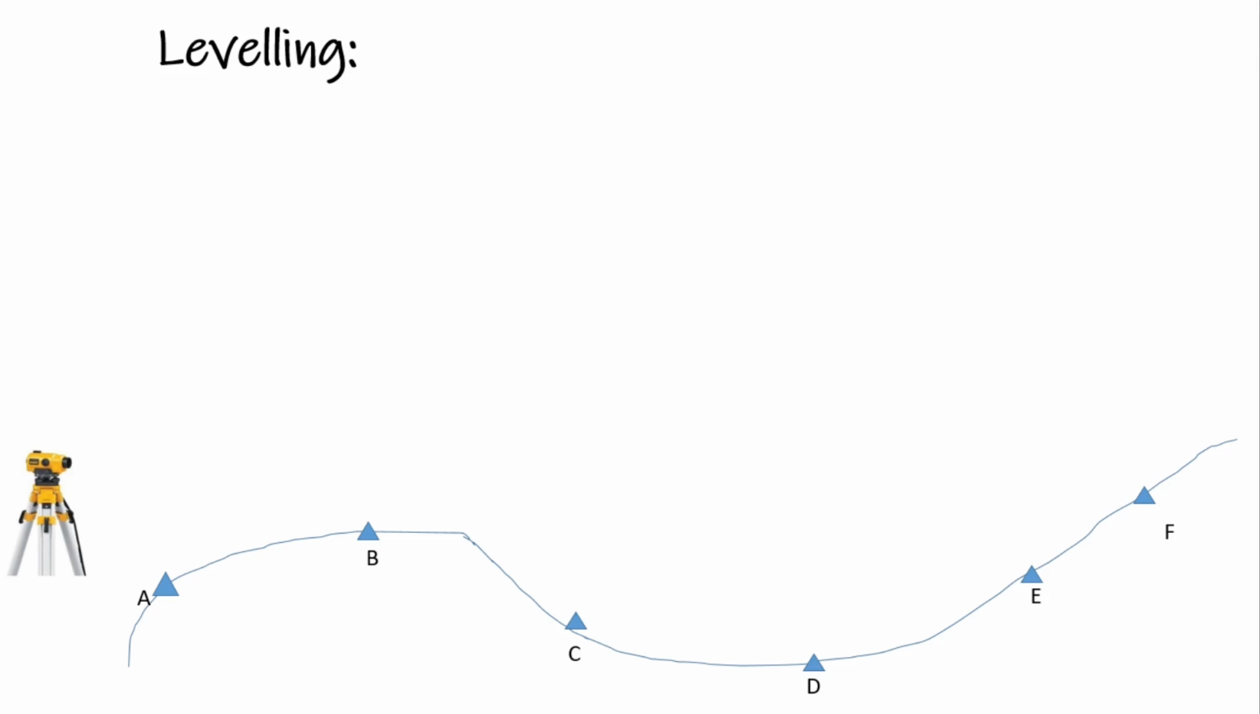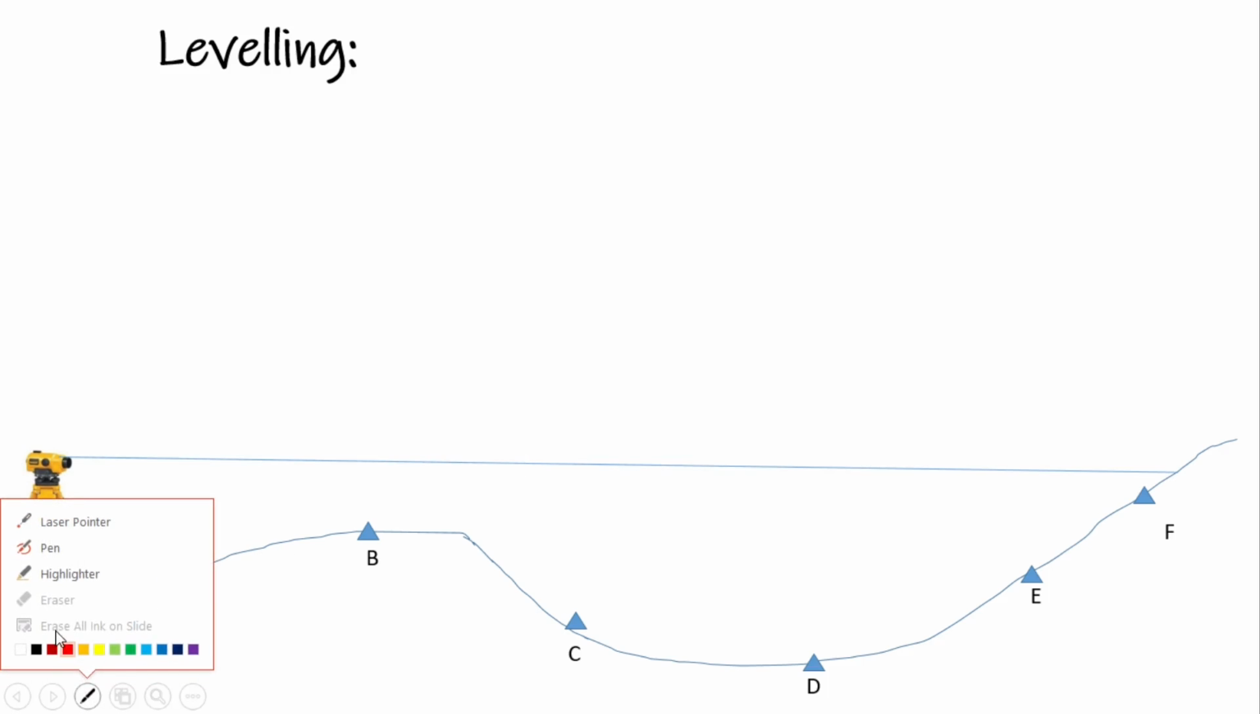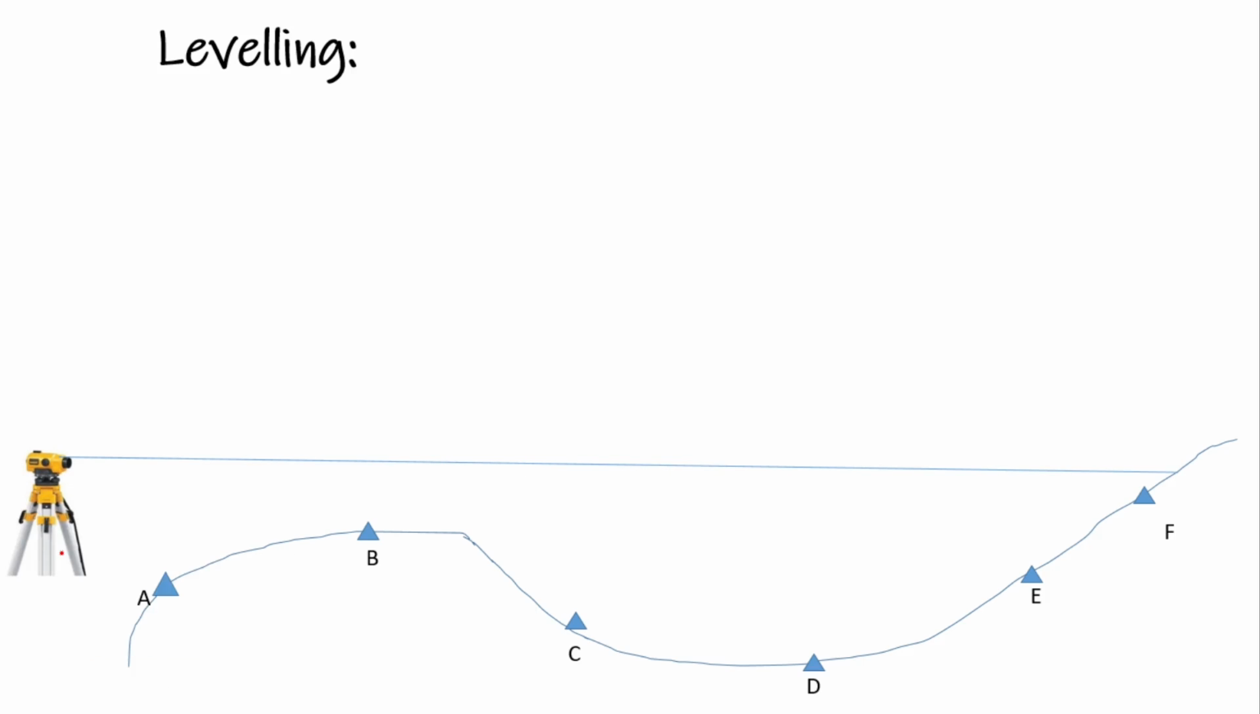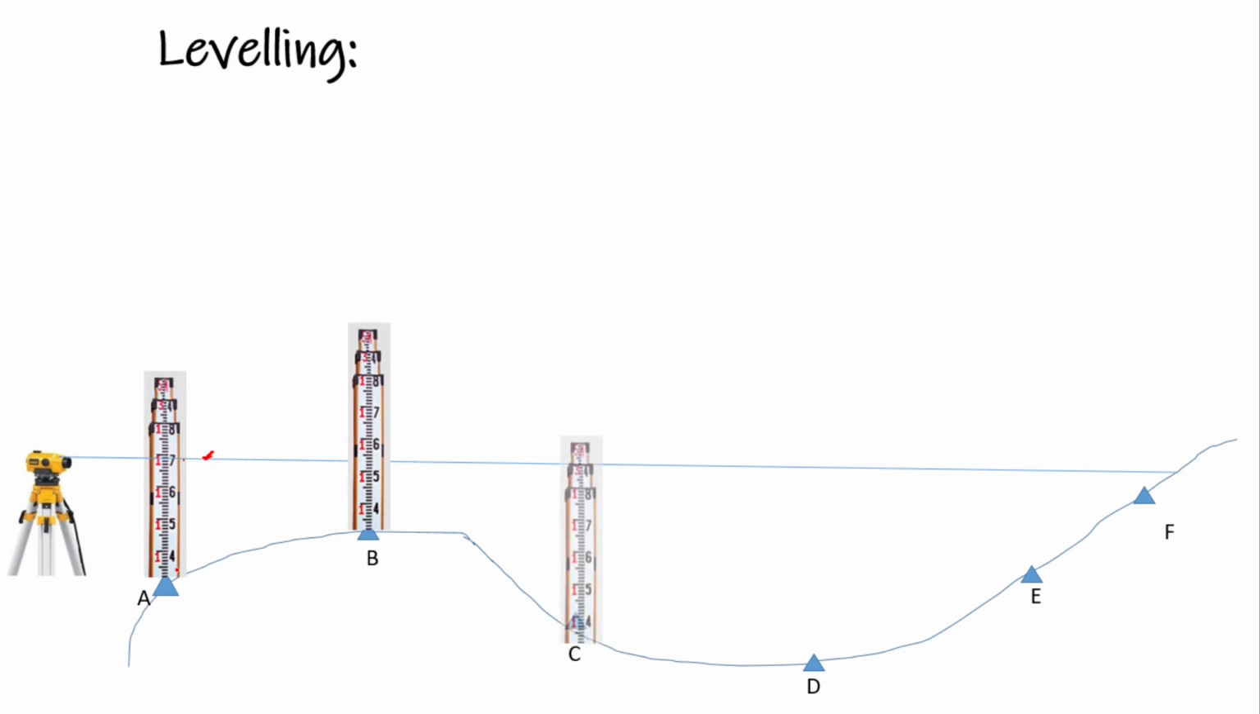For calculating RL, first of all we will set our instrument and look towards our survey line. This is our level line, or the axis of our telescope. It is a horizontal line, and the other points are our stations. One by one we will put our staff on these stations and take the readings.